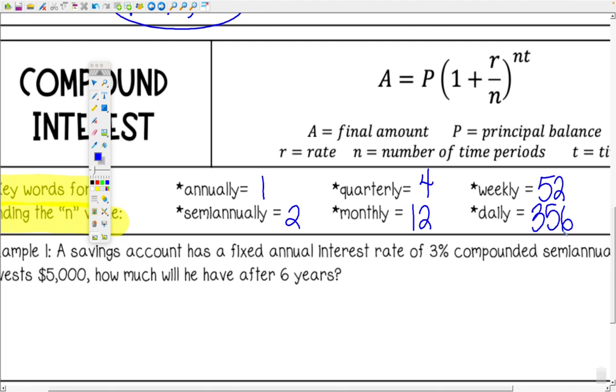356 days in a year. Good job. Oh, it's 360. Lord, I put 56. I'm sorry. My brain, I transposed the digits. I'm sorry. It is 365.